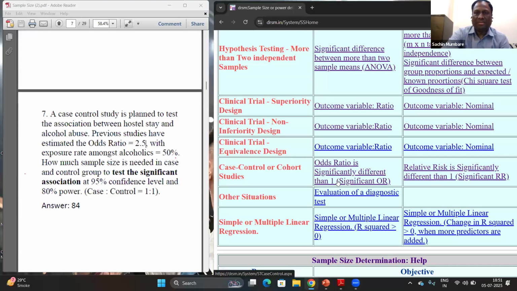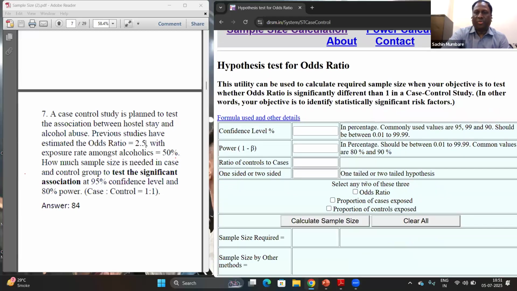You got the point? Understood? Okay. So I will click here, and now we'll give the inputs. Confidence level is how much?